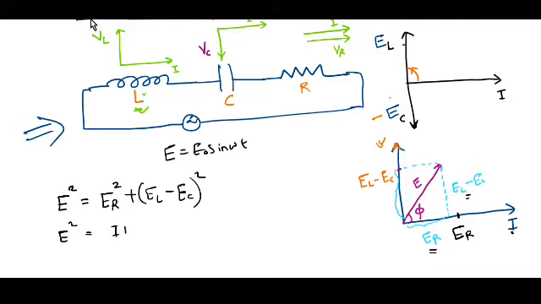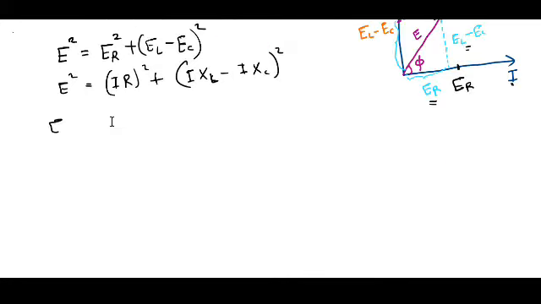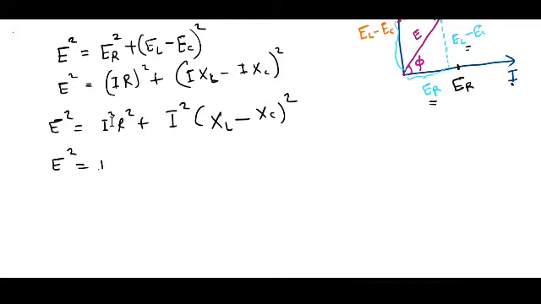ER is nothing but I into R, all square, plus EL is I into XL, and EC is I into XC, so this is I into XL minus I into XC, the whole square. E square is equal to I square into R square plus, if you take I square outside, XL minus XC whole square. Then if you take I square common outside, this will be R square plus XL minus XC all square.